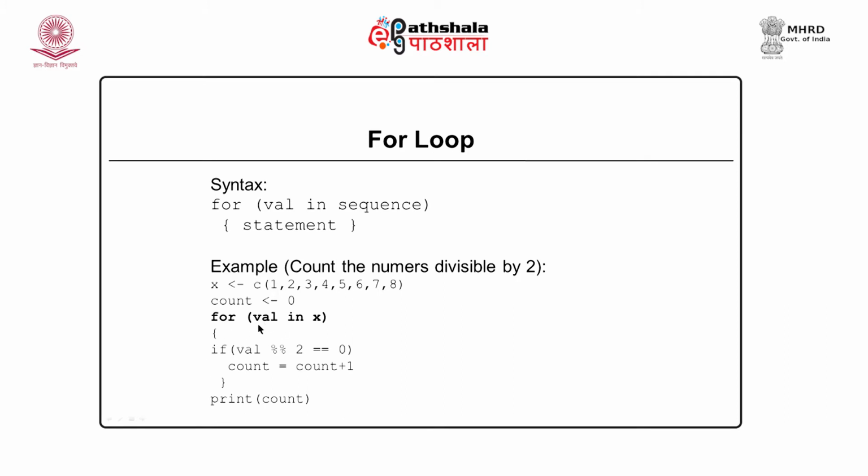So, for the first time the val variable will contain 1, another time it will contain 2, 3 and so on. Within this for loop I have written another piece of code: if val is divisible by 2, count plus plus, that is, we increment the count by 1. So, here we are counting the numbers that are divisible by 2. The output will be 4, because the values that are divisible by 2 are 2, 4, 6 and 8. There are a total of 4 values that are divisible by 2. So, this is how we can use the for loop.